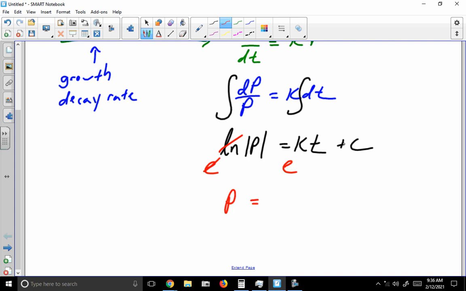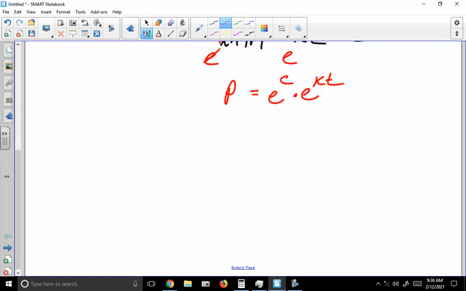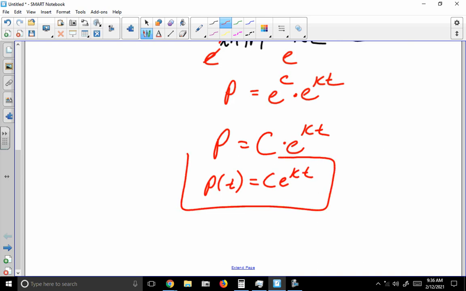If we have a sum in our exponent, then we can write this as a product: e to the c times e to the kt. Remember, if we're multiplying and our bases match, we add the exponents. So if we have added exponents, we can write it as a product with like bases. e to the c is a constant, so we can rewrite that as c, and then e to the kt. So population is a function of time. If we're given some initial parameters, then we can find c and we can find k.